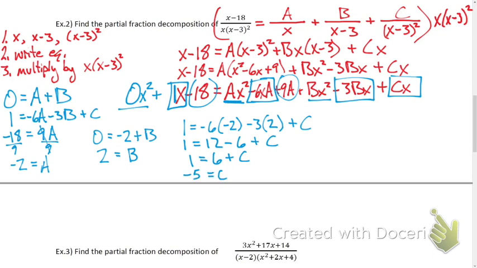All right, final answer: negative 2 over x, plus 2 over x minus 3, minus 5 over x minus 3 squared.